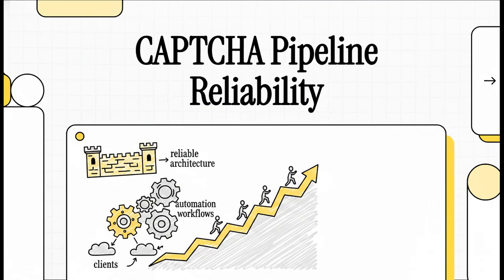Welcome to today's explainer. If your automation depends on CAPTCHA solving, the absolute biggest risk you face isn't always the CAPTCHA itself. Nope, it's the queue, the retries, the monitoring, and, honestly, the total lack of ownership when something goes wrong. So let's take those risks and transform them into a seriously reliable architecture for your workflows.